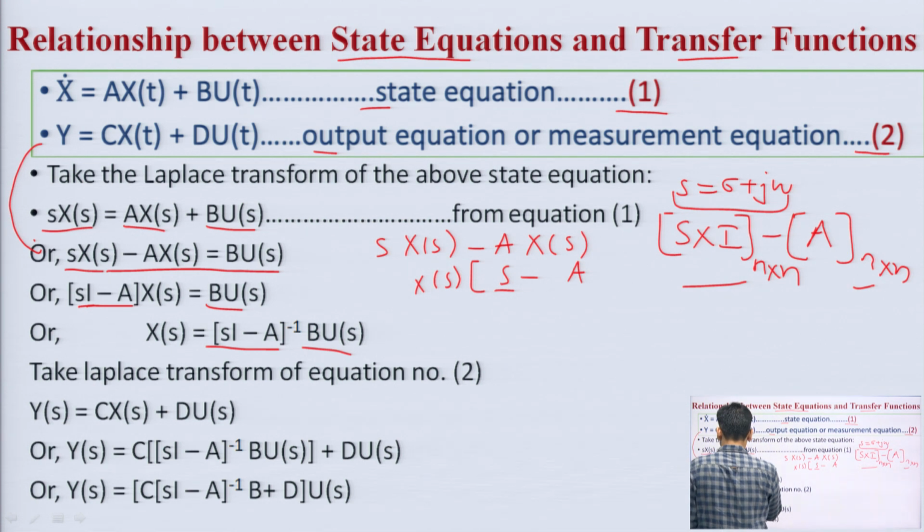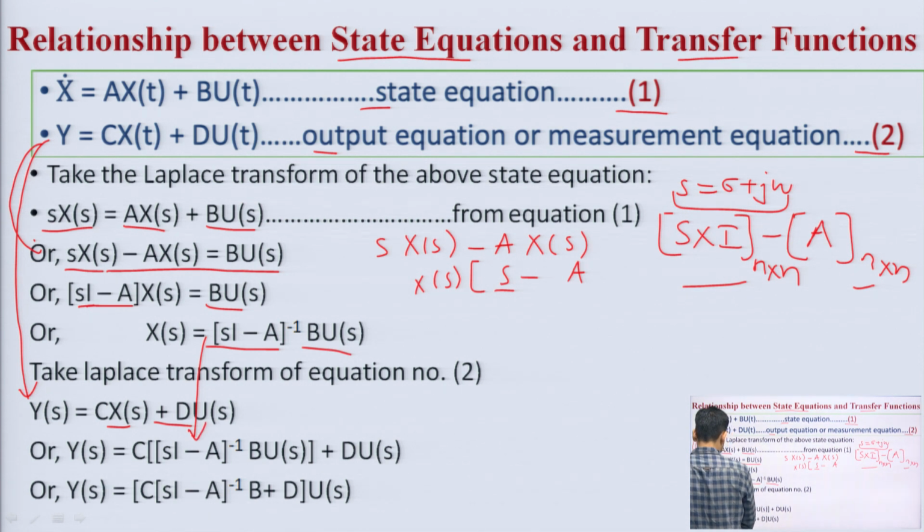Now, we need to take the Laplace transform of equation number 2, that is our output equation. This output equation is Y(s) equals C X(s) plus D U(s), because there is no derivative expression, so we can directly write this expression. If we evaluate the value of X(s) from the above expression, this will be the output expression: C multiplied by (sI minus A) inverse B U(s) plus D U(s). Then if I further solve it and take U(s) common, Y is given by this expression.